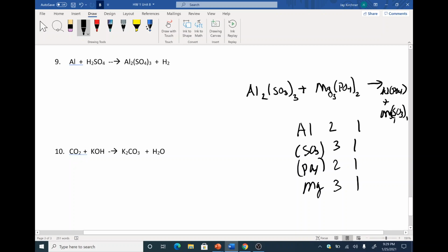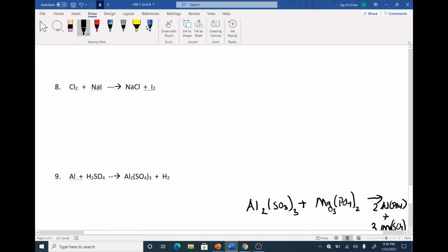All right, so let's figure out if we can get this thing right. So aluminum, let's multiply this by 2. And when we do that, I actually get 2 birds with 1 stone. Let's multiply the magnesium by 3. Everything's balanced, actually. So I did this one basically to show you that if you have a double displacement and you have polyatomics, treat the polyatomics as one unit. Okay, so that was my lesson with that one.